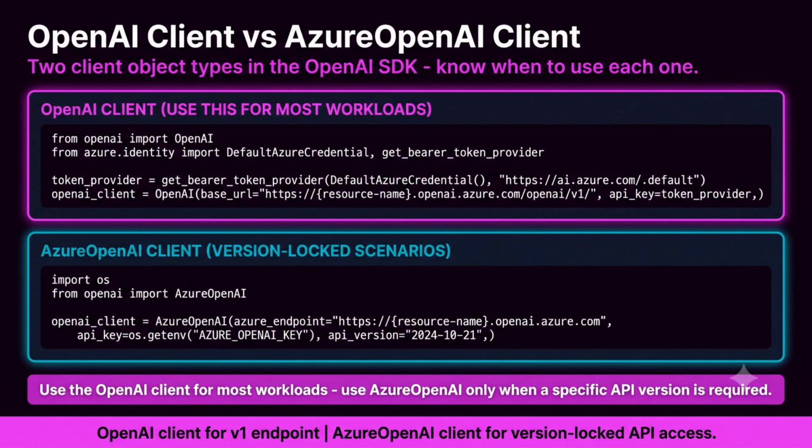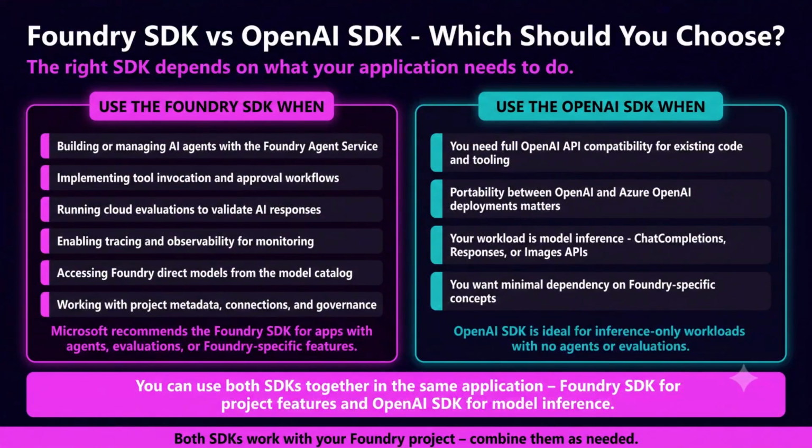The Azure OpenAI client is a separate option for situations where you specifically need to target a particular version of the Azure OpenAI API. To create it, you must explicitly provide both the Azure endpoint and the API version parameters. Notice that the endpoint format here does not include the /OpenAI/v1 path. It stops at the resource name .openai.azure.com. This client is best suited to version-locked enterprise deployments where you need predictable API behavior across a specific API release. Now for the decision that ties everything together.